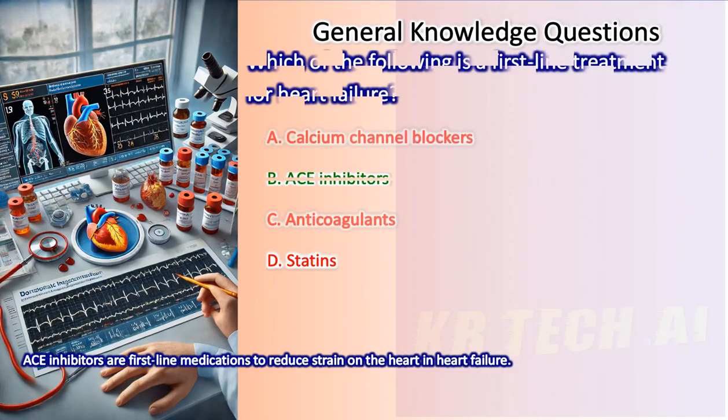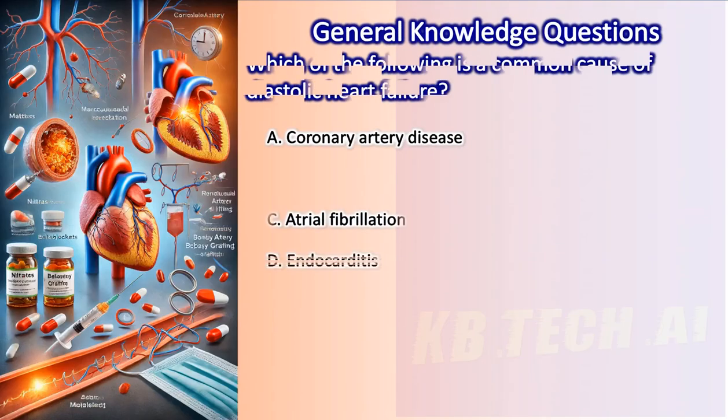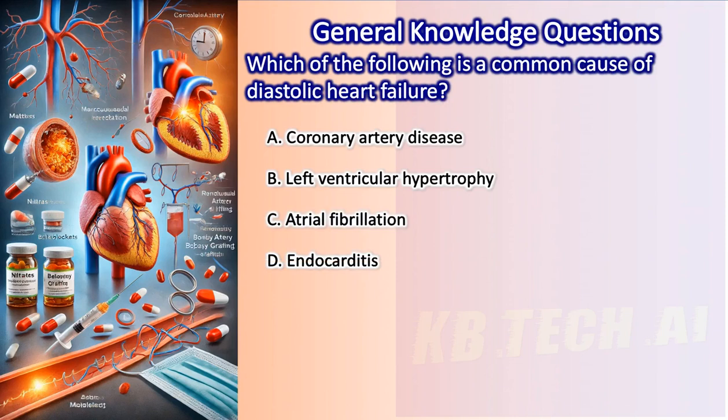The answer is option 2. ACE inhibitors. Which of the following is a common cause of diastolic heart failure? Option 1. Coronary artery disease. Option 2. Left ventricular hypertrophy. Option 3. Atrial fibrillation. Option 4. Endocarditis.